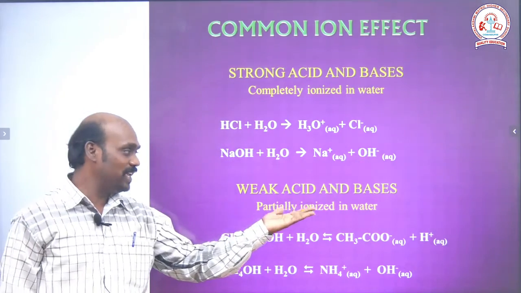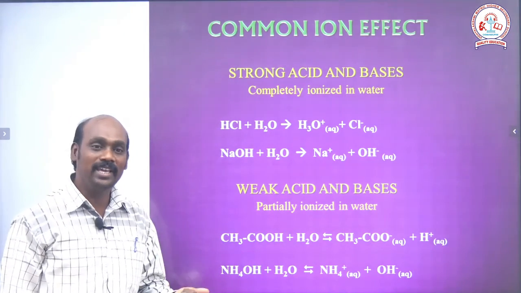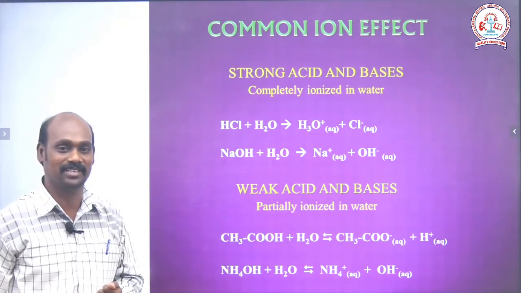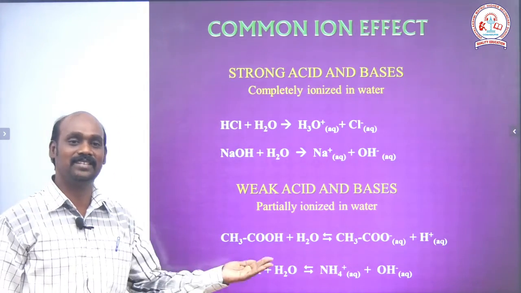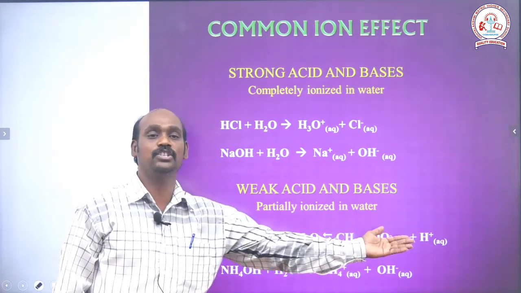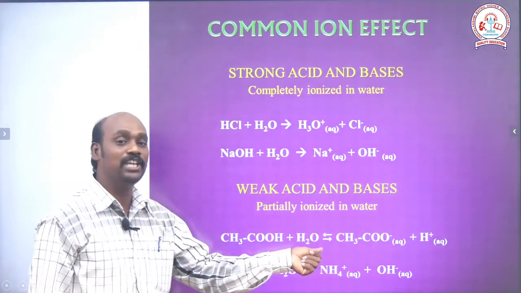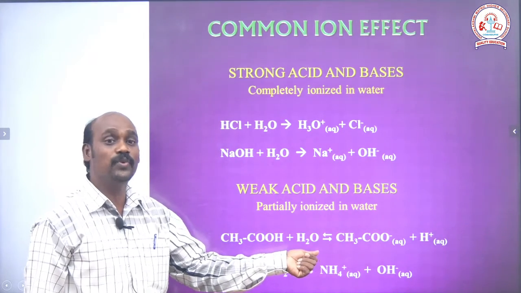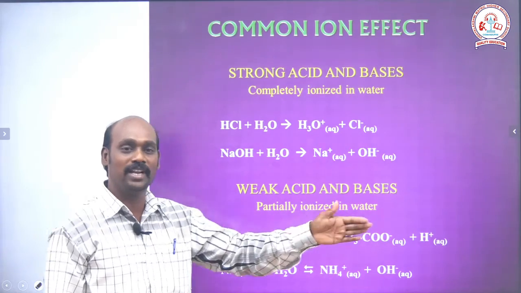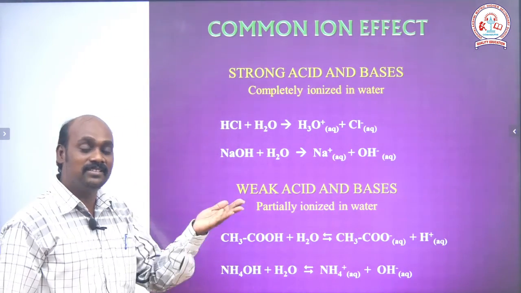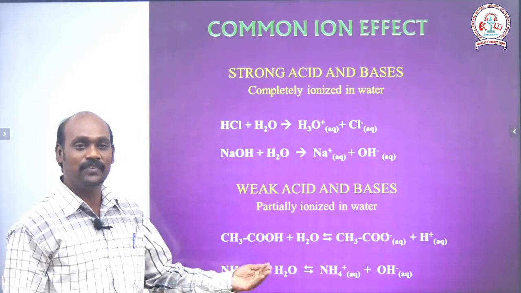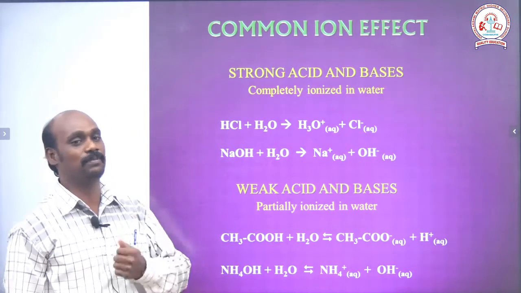Then, what about weak acids and weak bases? Weak acids and weak bases are partially ionized in water. For example, acetic acid, which dissociates into acetate and H+ ion. See, here there is an equilibrium symbol, a two-way symbol, which indicates the reaction takes place in both forward and backward directions. This reaction never completes in any one direction. Such reactions are called reversible processes.